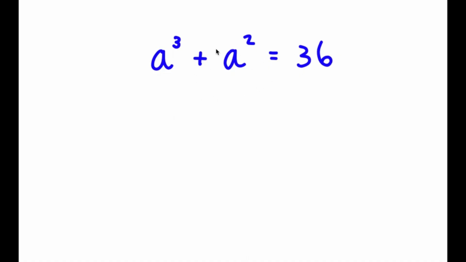If we plug in 2, we get 8 plus 4, which is 12 equals 36, which is wrong. If we plug in 3, we get 3 to the power of 3, which is 27. 27 plus 3 squared, which is 9, gives 36 equals 36. So a equals 3. This is one solution of a.